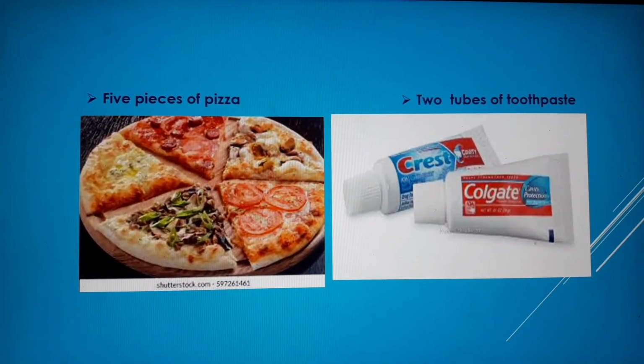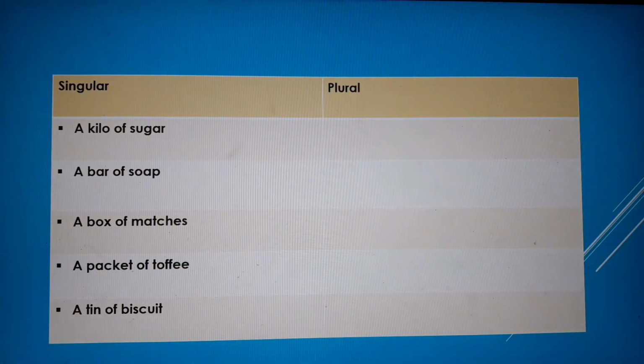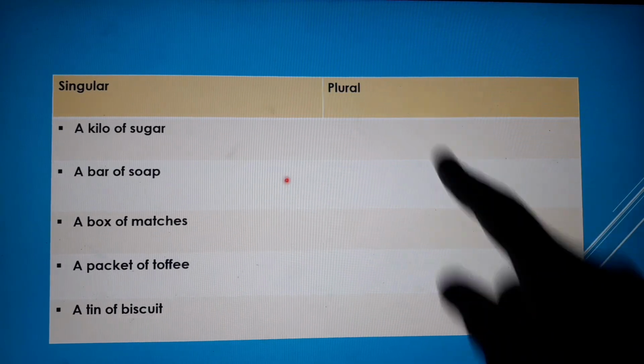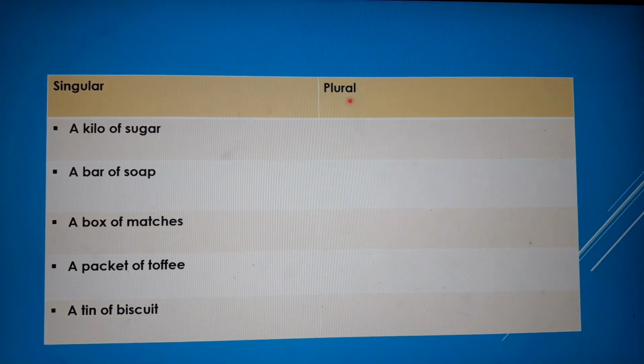Okay friends, now I think you clearly learned the collective nouns. So now we'll do some activities. Right? Let's go. Here you can see singular, plural, 2 columns given. In the first column, singular collective nouns are given. A kilo of sugar, a bar of soap, a box of matches, a packet of toffee, a tin of biscuit. Now we want to find the plural. Now we'll see the plural forms.